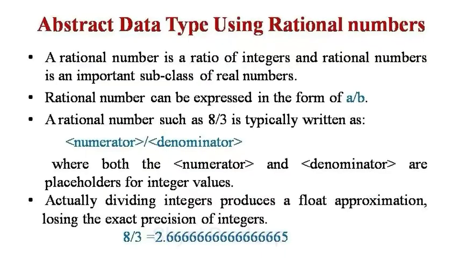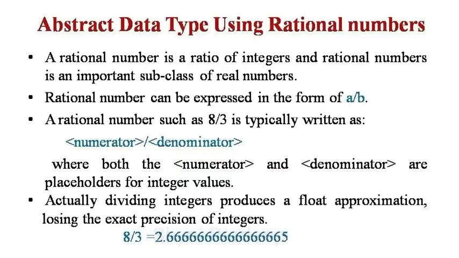Okay, now let us see about rational numbers. So what are rational numbers? The numbers that can be written as a ratio of integers are called rational numbers. The ratio of two integers is called a rational number, and it is an important subclass of real numbers. What are real numbers? Real numbers include natural numbers, rational numbers and irrational numbers.